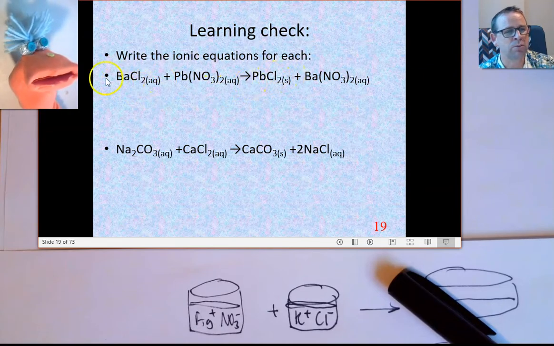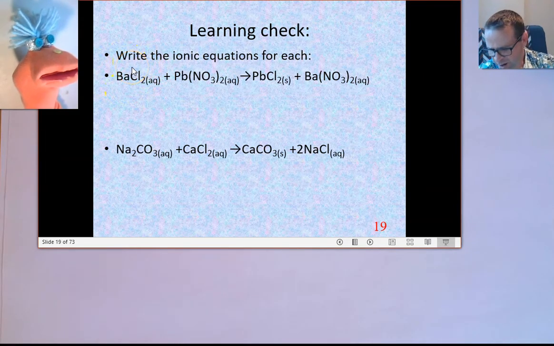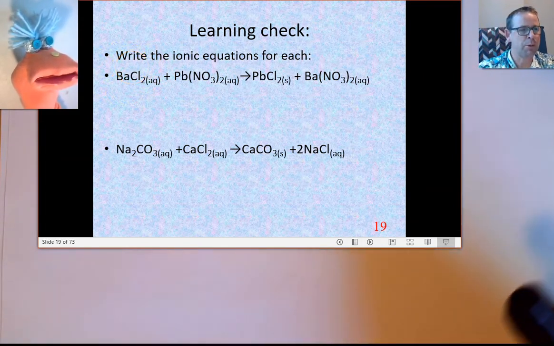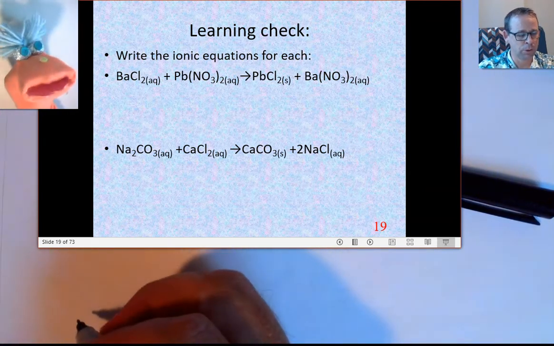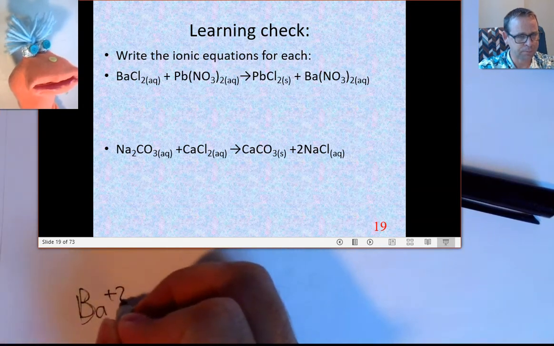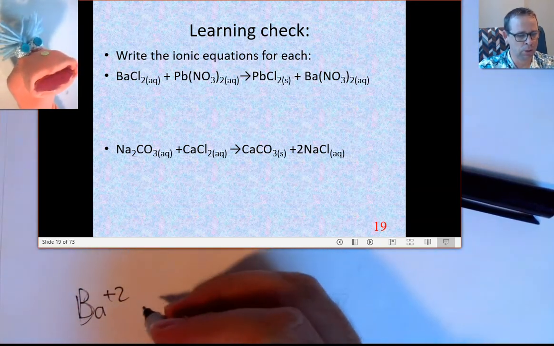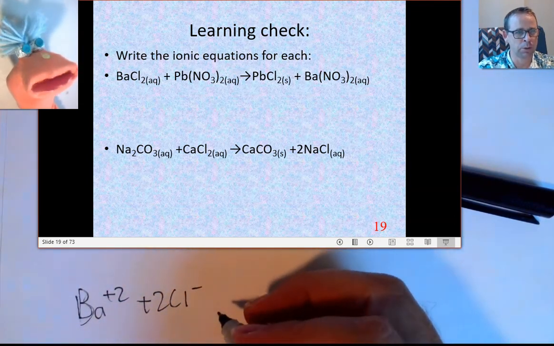So if we're going to write barium chloride broken up into its ions, what would we get if we broke barium chloride up into its ions? Oh, you get a barium ion plus 2 charge. Very good. And you get 2 chloride ions. The -1 charge. Oh yeah, with the -1 charge.